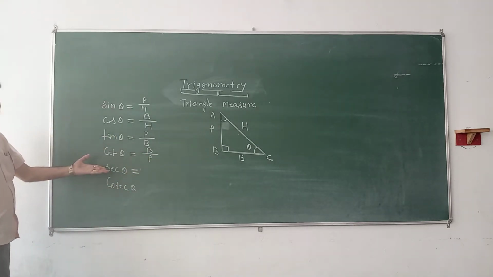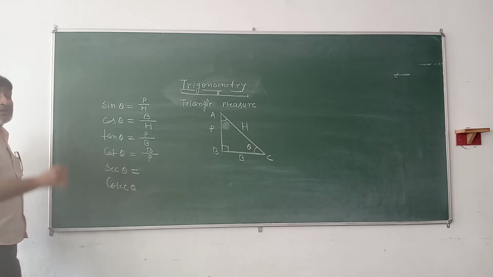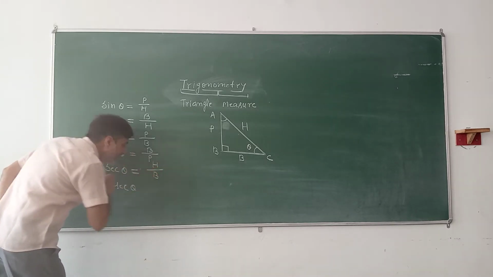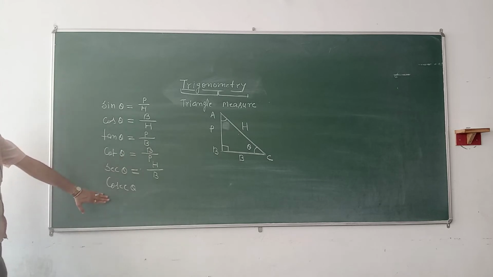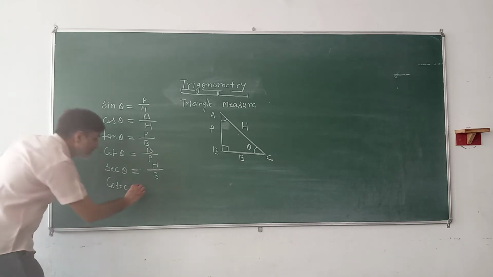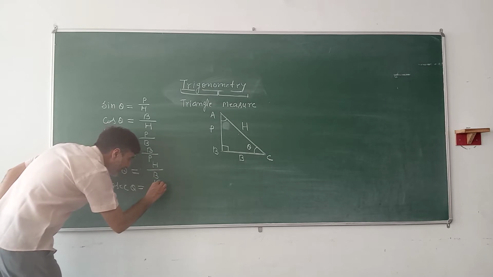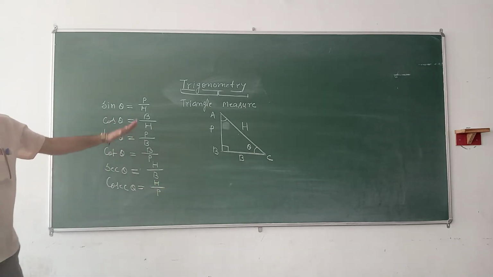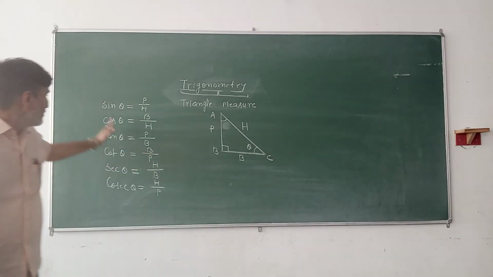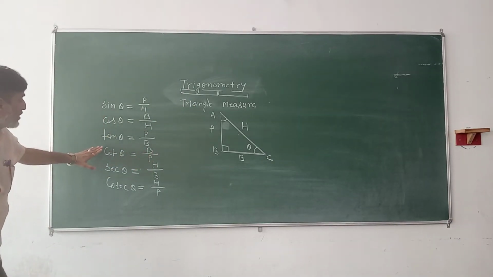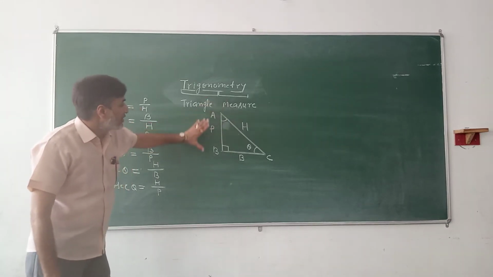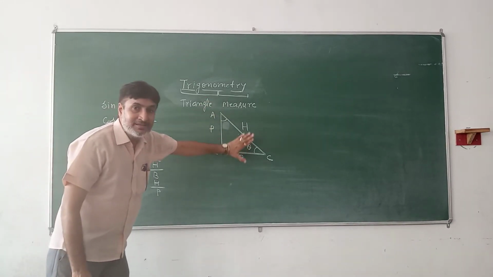Sec theta becomes equal to the ratio of the length of hypotenuse to the length of base. And lastly, cosec theta becomes equal to the ratio of the length of hypotenuse to the length of perpendicular. These are the values of these 6 trigonometrical ratios with respect to this angle theta of this right triangle ABC.